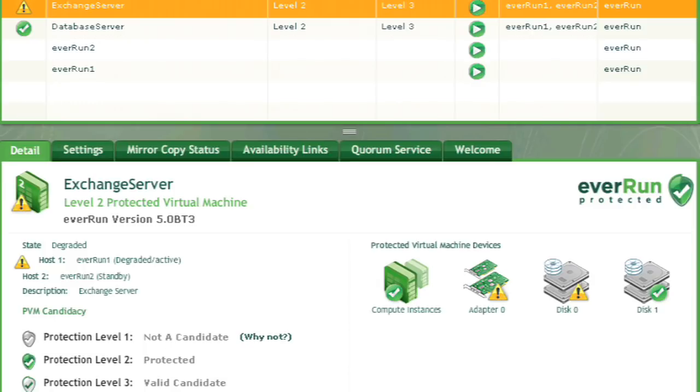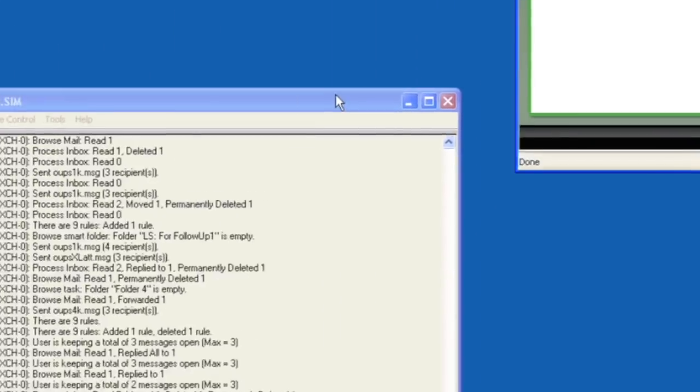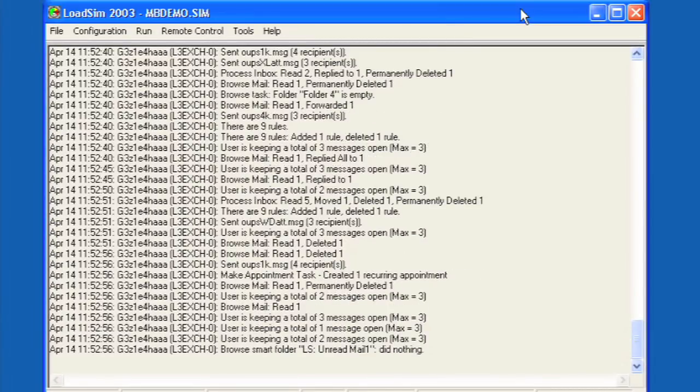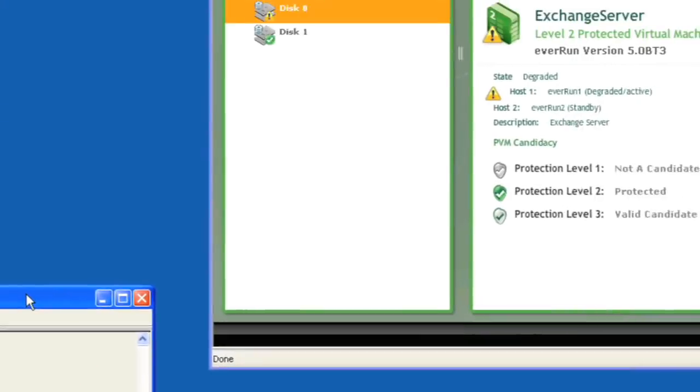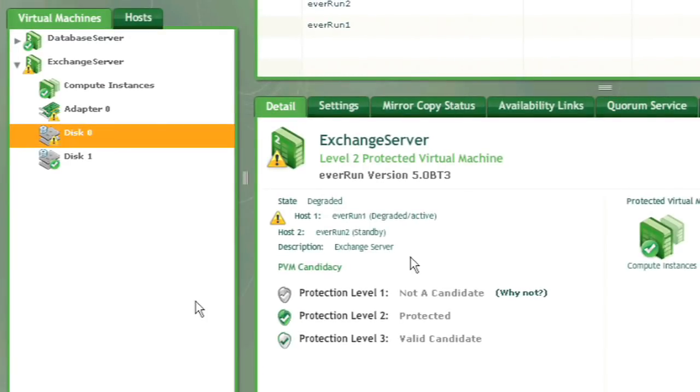At this point, we do not have an active LAN interface or an active disk on host 1. However, Exchange is still running on host 1. And if we look at the load simulator, it is still processing without any interruption. Exchange is running on host 1, yet its network interface and storage are actually active on host 2.